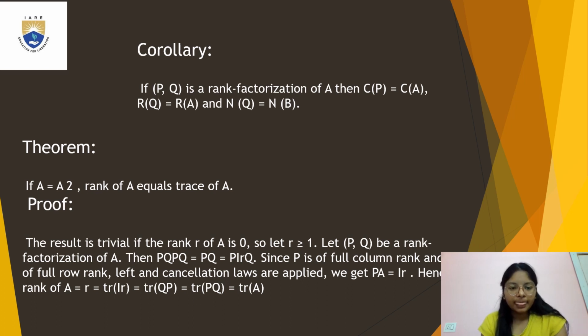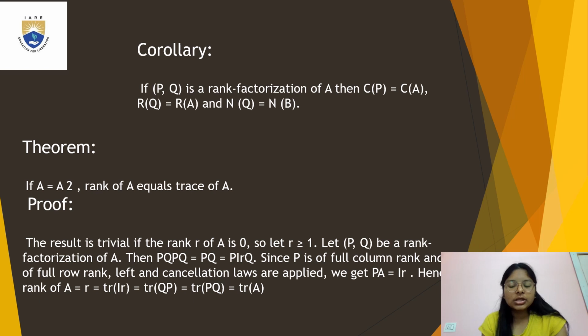The theorem is: if A = A², then the rank of A equals the trace of A. The proof is as follows. The result is trivial if the rank r of A is 0. So let r be greater than or equal to 1. Let P, Q be a rank factorization of A. Then PQ = PQPQ = P I_r Q, since P is of full column rank and Q is of full row rank. Left-hand cancellation laws are applied.